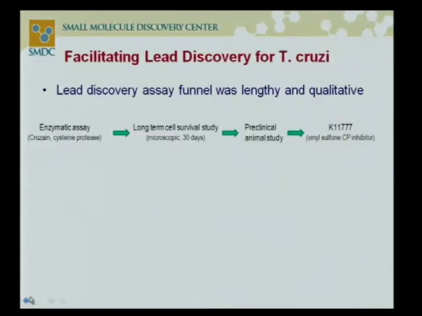compound pharmacokinetics are sufficient. So going from this long-term cell survival assay, they went into preclinical animals, and they arrived at this vinyl sulfone compound called K777 that I said is going into safety pharmacology. But it's not a good paradigm for doing any kind of high-throughput drug discovery because you start with a biochemical assay, and then your very next assay is quite laborious and long-term.